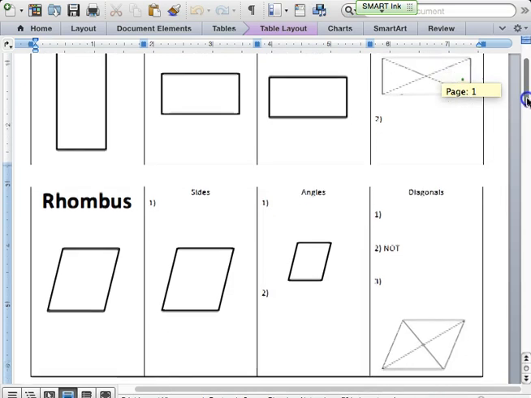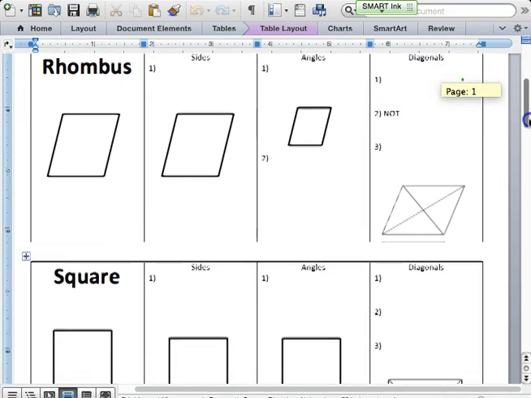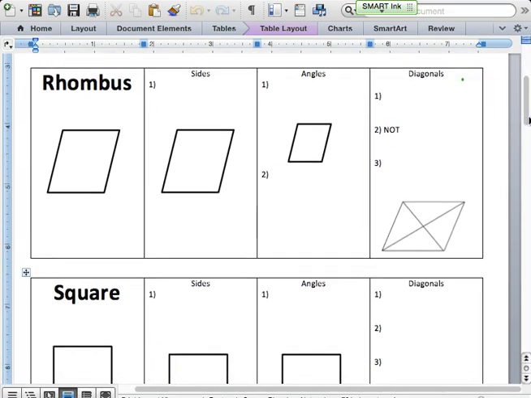So again, a rhombus is a parallelogram because all the opposite sides are parallel to each other. Okay, so that's one thing with a rhombus that is still true, but also all sides are congruent. So it's not just the opposite sides that are congruent. Okay, all four sides are congruent. So that's one unique thing about a rhombus.